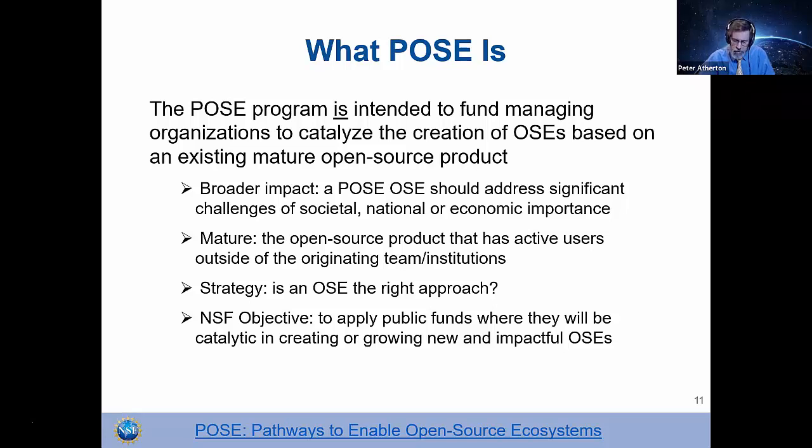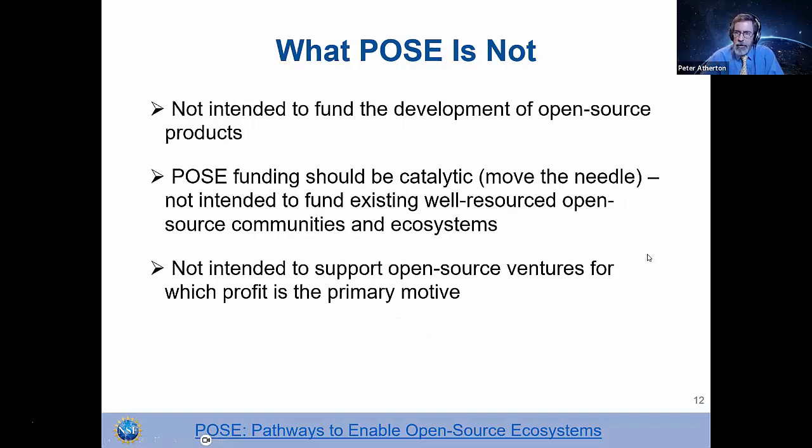And the other consideration to keep in mind is NSF's objectives here. So our objective is to apply public funds where they will be most impactful, where they'll be catalytic in creating or growing new and impactful open source ecosystems. So because they're public funds, we want the benefits to accrue to the public in some way, shape, or form, and we want to apply money where it will move the needle the most, where it'll make the maximum difference. So that was what POSE is.